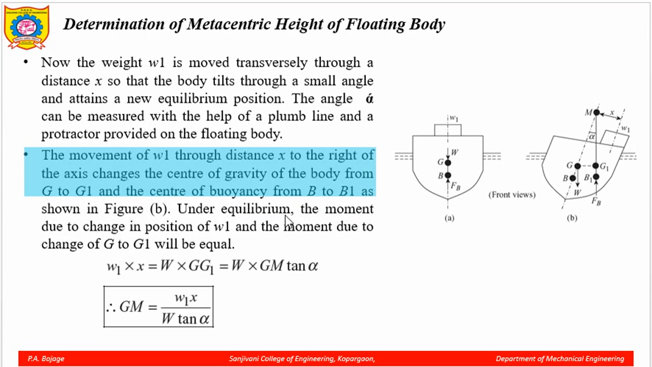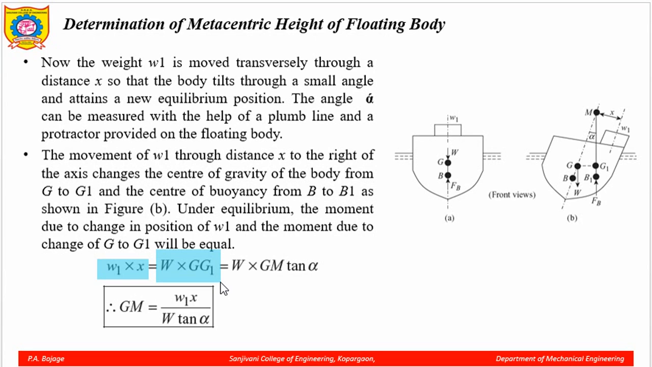Under equilibrium conditions, due to the change in position of W1, the movement of G to G1 will be equal to the movement of B to B1. So, for the equilibrium condition, we can say the moment W1 into x is equal to W into GG1. Here W into GG1 is the restoring couple, and W1 into x is the moment caused by the shifting of the movable weight.